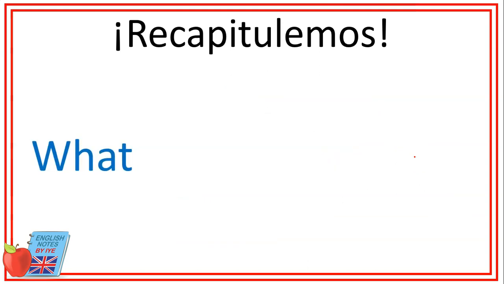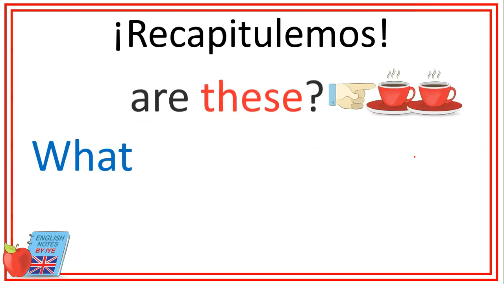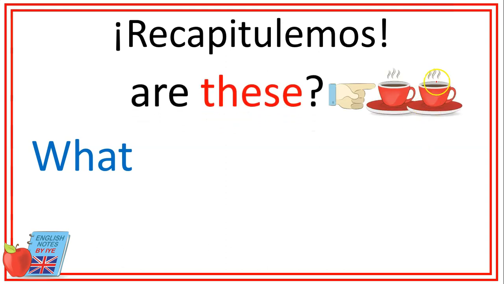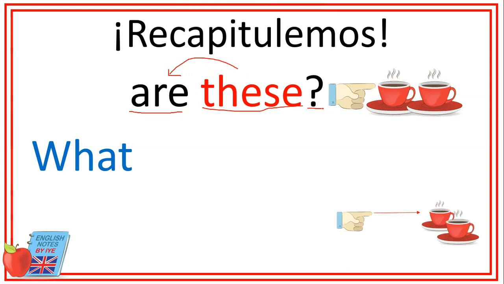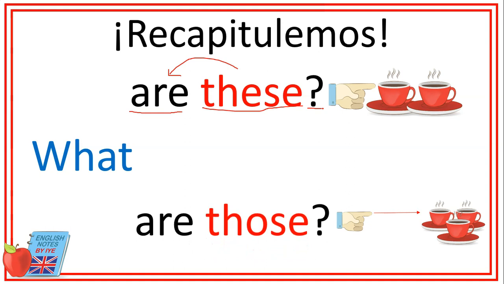Nuevamente podemos utilizar what para preguntar por objetos en plural. Preguntaríamos, por ejemplo, what are these? Utilizamos these porque estamos hablando de objetos plurales que están cerca. El verbo to be para plurales es are y recuerden que este va antes del sujeto cuando hacemos preguntas. Ahora también lo podemos utilizar con those. What are those? Estamos preguntando qué son esos o esas.